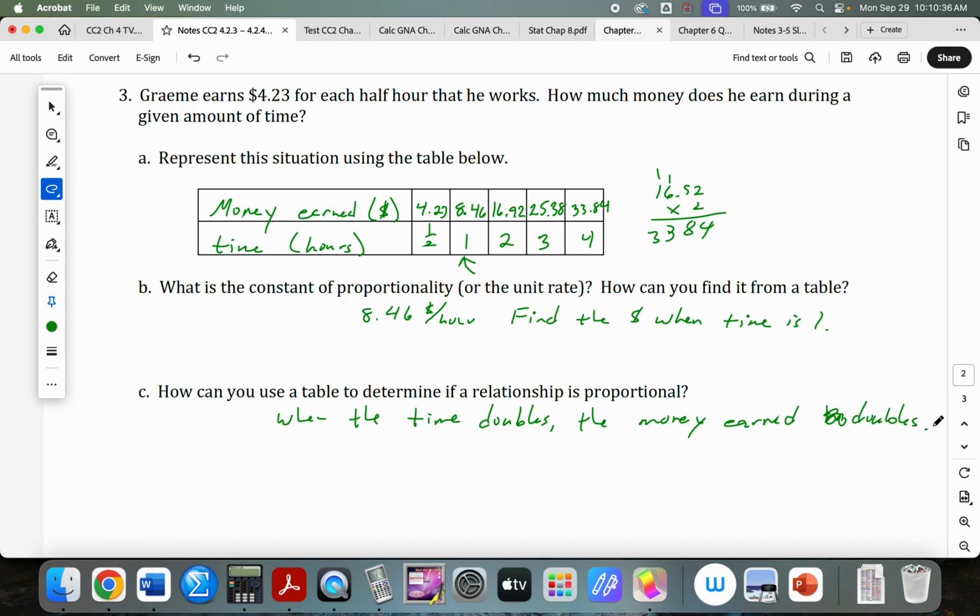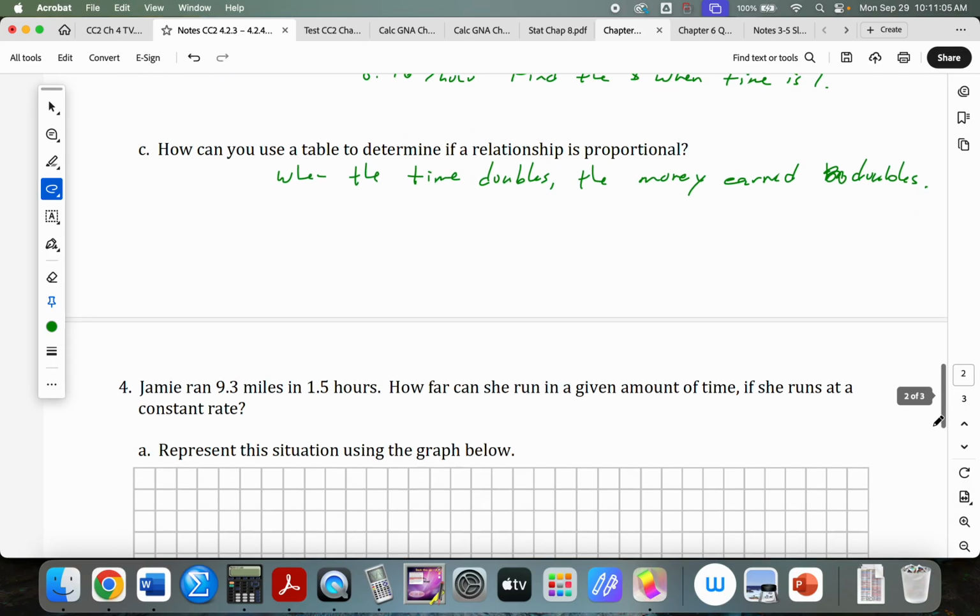And that's something that I'm going to do on a quiz or on a test. I'll give you a table that'll already be filled out. And with a table, the easiest way to look is if one of them doubled, did the other one double? Or if one of them tripled, did the other one triple? It doesn't matter what you're multiplying by, as long as they both multiply by the same amount. All right, let's go on to page 3.